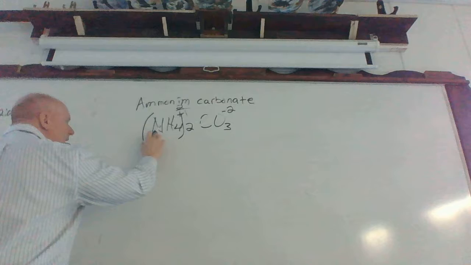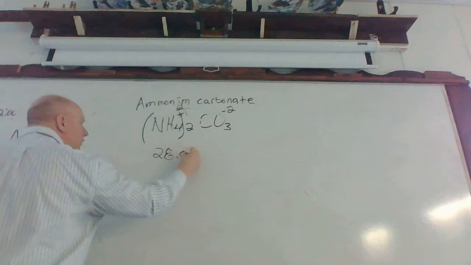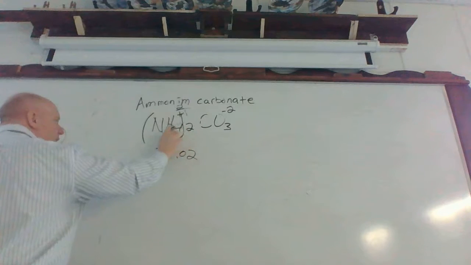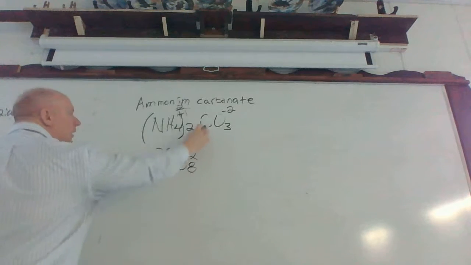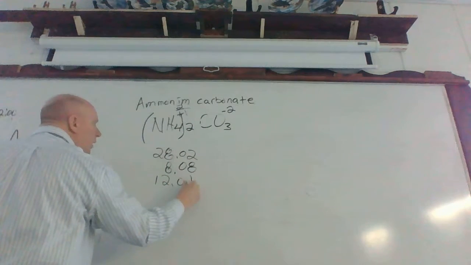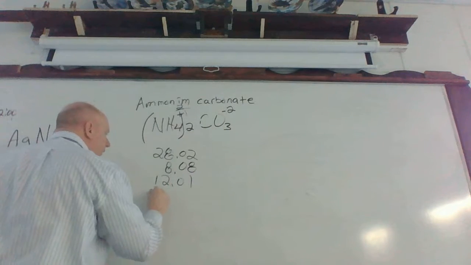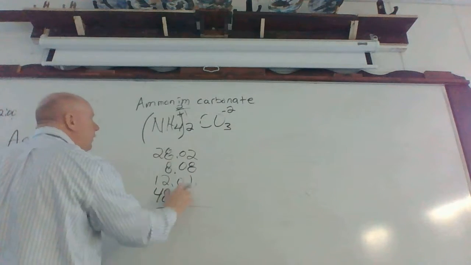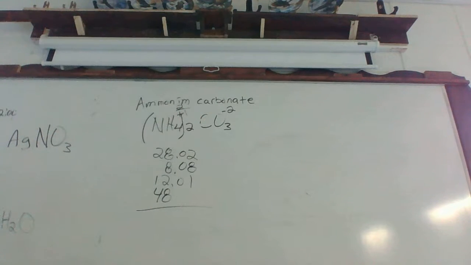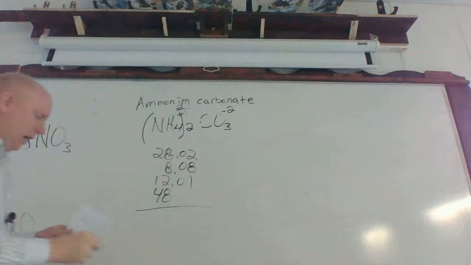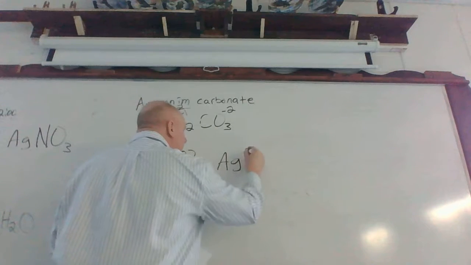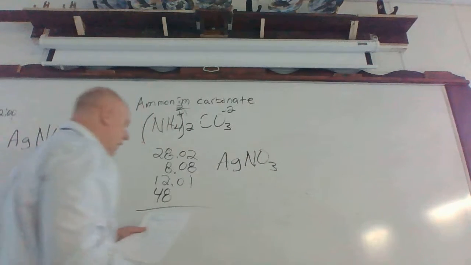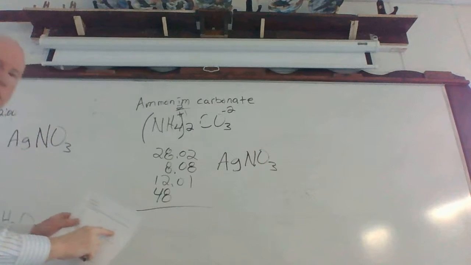Then we've got nitrogen, 14 times 2, so that's 28.02. Hydrogen: 2 times 4 gives us 8, times 1.01 gives us 8.08. 1 carbon, which is 12.01. And 3 oxygens would give us 48. Add them together, and that gives the atomic mass for ammonium carbonate. And in the upper right hand corner on the front side it says AgN with a lowercase 3. This is what that should look like. It should have a capital letter there.